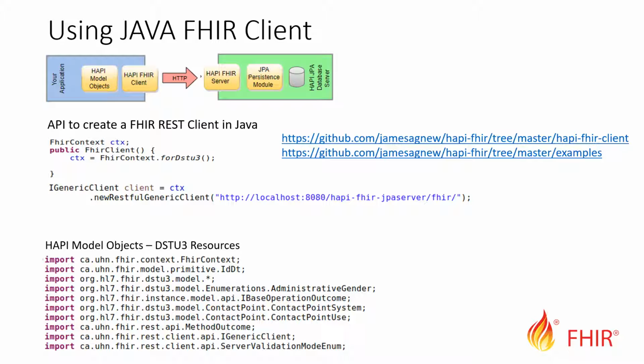Below is the list of DSTU3 resources that we would be using in these examples to demonstrate basic CRUD capabilities. For more information, I would request you to look at the reference material on the Java FHIR client capabilities in the GitHub link that was mentioned. There are also a bunch of examples that can be used as reference material for creating a FHIR client and exercising RESTful API interactions, which are more comprehensive than the ones we want to demonstrate today.